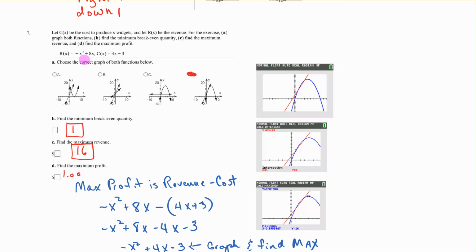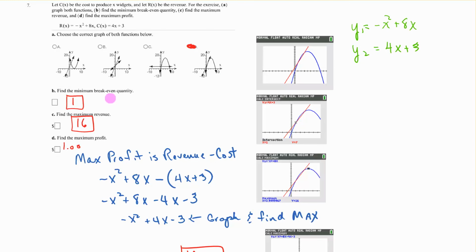So if we take the revenue, which is -x squared plus 8x, and the cost, which is a straight line, 4x plus 3, I put them both in the calculator. So we have y1 equals -x squared plus 8x, and y2 equals 4x plus 3. So I got my parabola and I got my linear equation. So we are right here. You could change the windows and make sure, but I think you can tell which one it is.